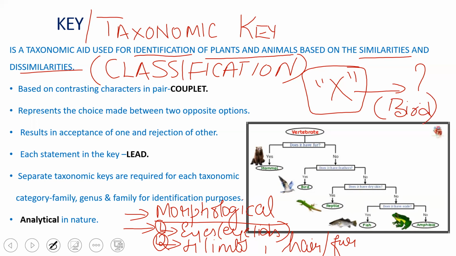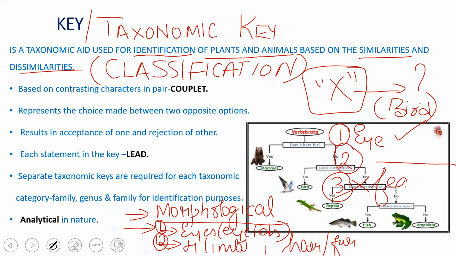According to our statement, the first one is eyes. Does it have eyes? Yes. Does it have eyelids? Yes. Second one, does it have limbs? What type of limbs? We have to write it. And then comes hair or fur. Whether it is made up of hair or fur? No. It is made up of the exoskeleton, that is feathers.